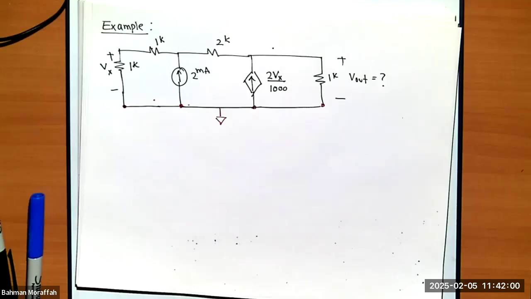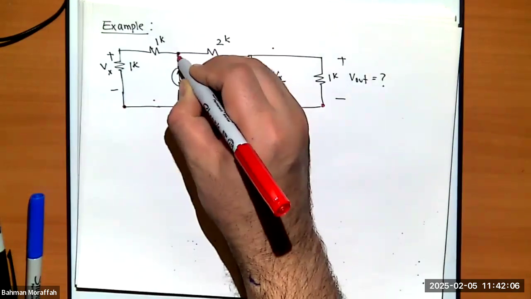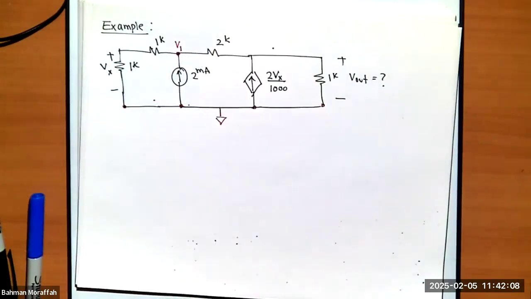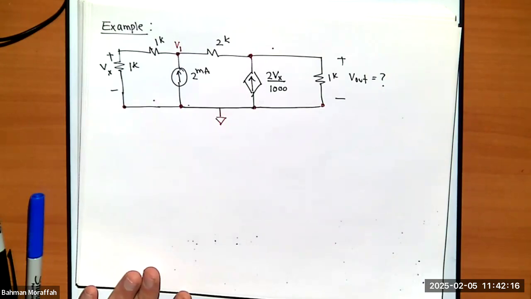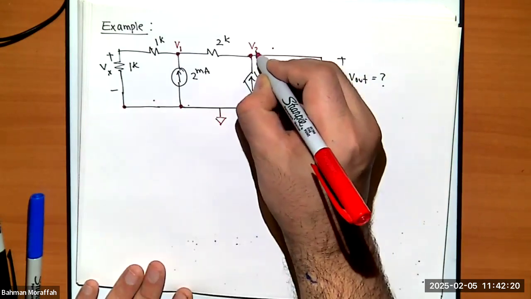What is the second step? Label the nodes. Do you agree this one up here is one node? Do you agree with me? That's different than my source. How about this one? Is this a separate node? It is. Let's just call it V2.